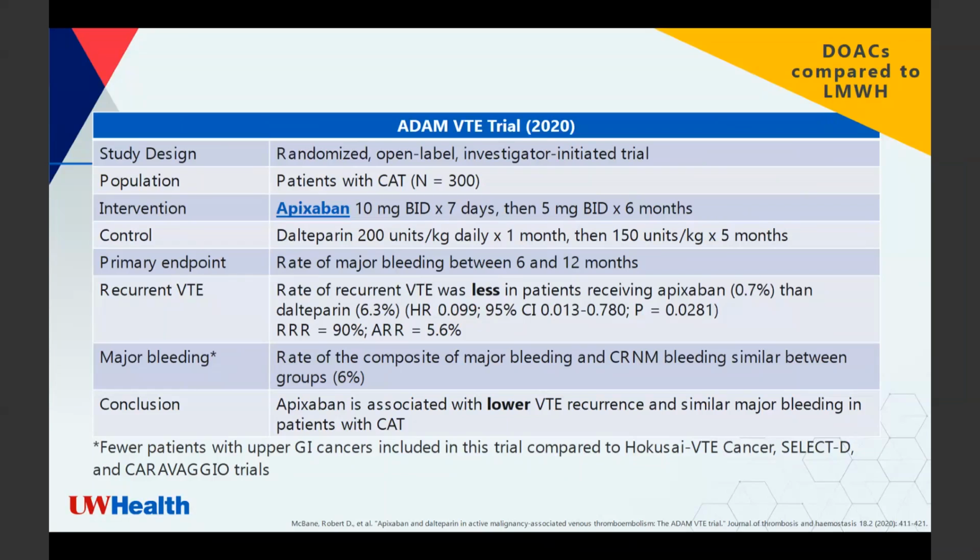And I want to mention that there were fewer patients with upper GI cancers included in this trial as compared to the Hokusai VTE cancer trial, the SELECT-D trial, and the Caravaggio trials. So that's something to keep in mind when we're looking at the major bleeding outcomes in this trial.